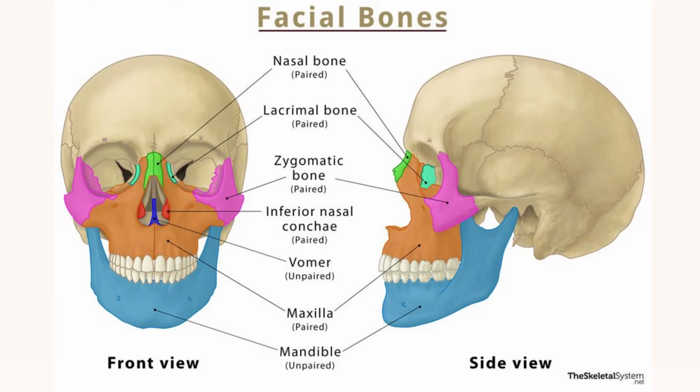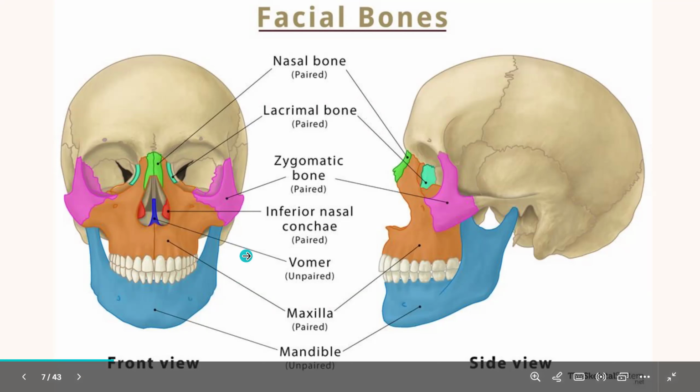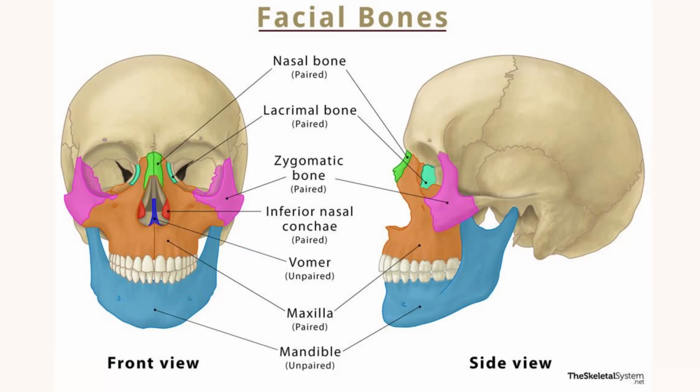So the bony septum is formed, part of it by the vomer, and the other part by the ethmoid bone through the perpendicular plate. The other bone is the mandible, which is the movable bone of the face among the skull bones.